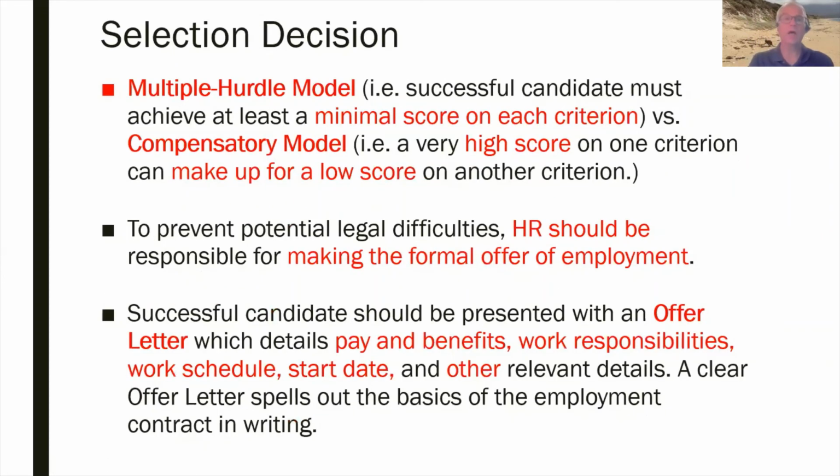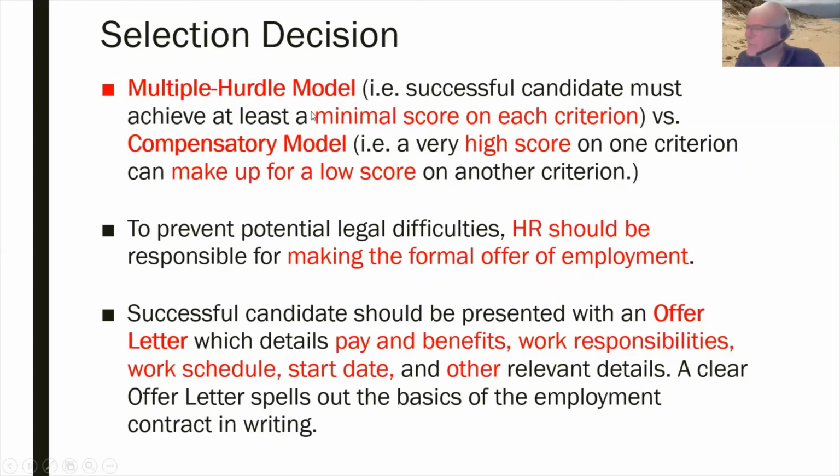Okay. Selection decision. So this is the other part here about communicating the decision. Two major points here. The first one is you can decide whether you have a multiple hurdle model or a compensatory model. So I'll give you an example of that.